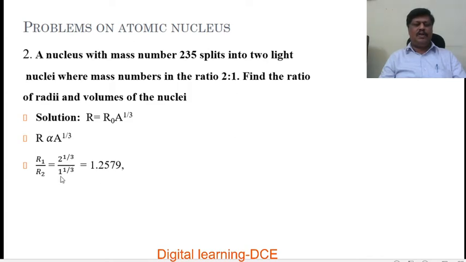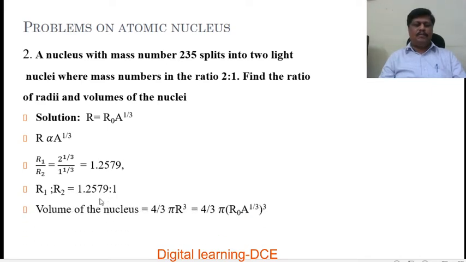So, 2 to the power of 1 by 3 or 1 to the power of 1 by 3. After simplification, we will get R1 by R2 is equal to 1.2579, or R1 is to R2 is equal to 1.2579 is to 1. And also, we have to find the ratio of the volumes of the nuclei.